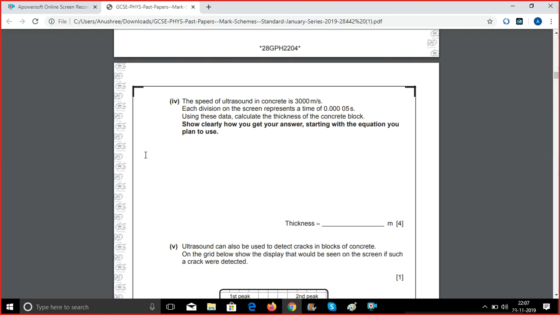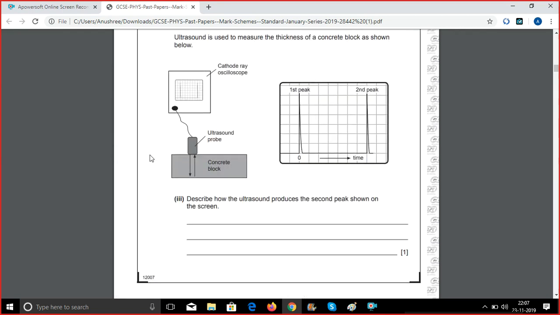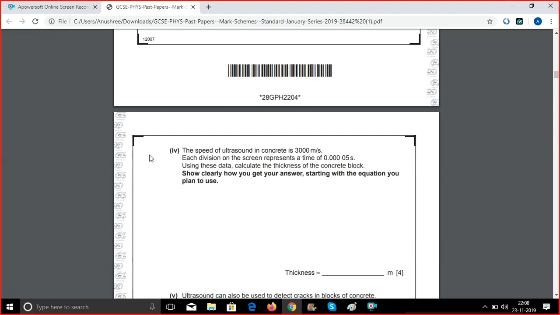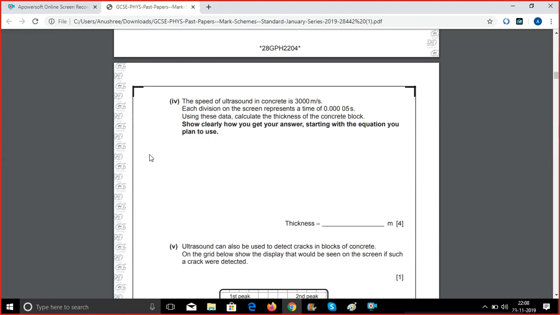Each division represents a time of 0.00005 seconds. Okay, so each square is that many seconds. So between the first peak, there's 1, 2, 3, 4, 5, 6, 7. There are 7 squares between the first and second peak. Okay. So this is going to be like speed equals distance over time. Yes. The thickness is going to be the distance.